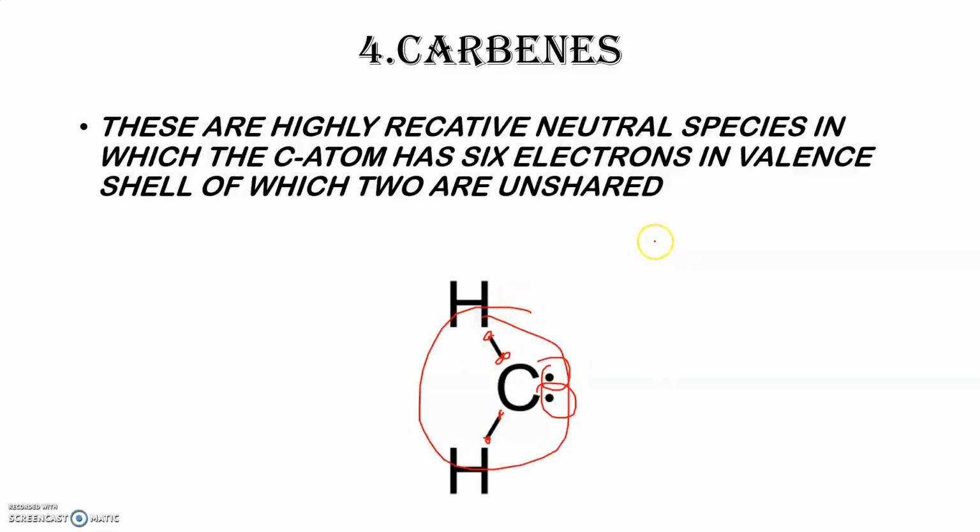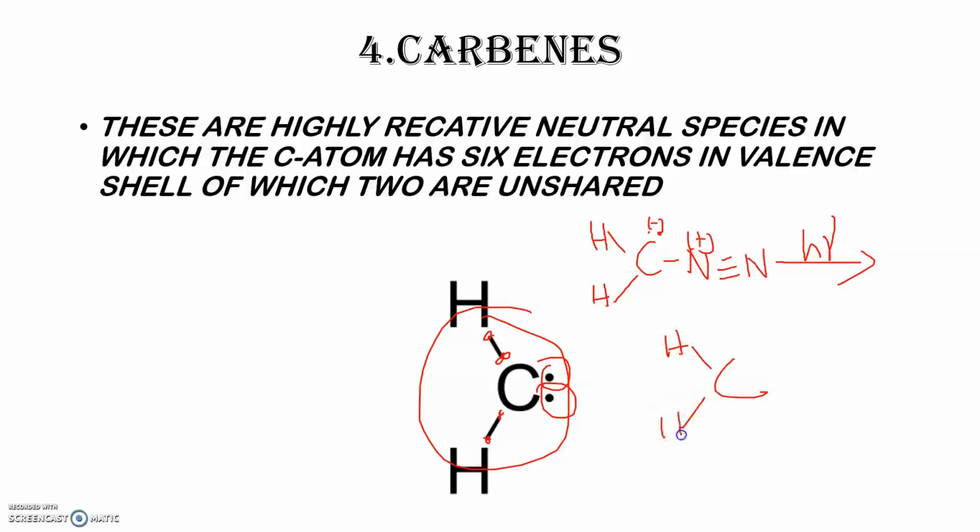When diazomethane, which is CH2N2, with N triple bond N, so nitrogen has a positive charge and carbon has lone electrons, so it has negative charge. When this is subjected to sunlight, we get a carbene, CH2, and we have a lone pair plus nitrogen gas.